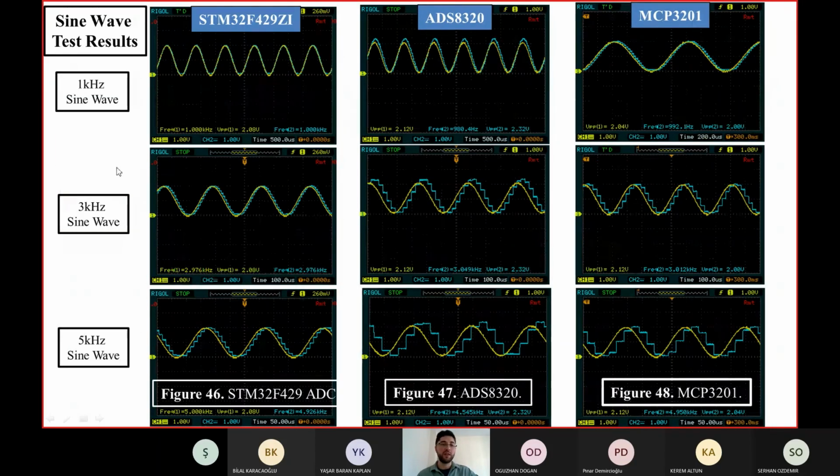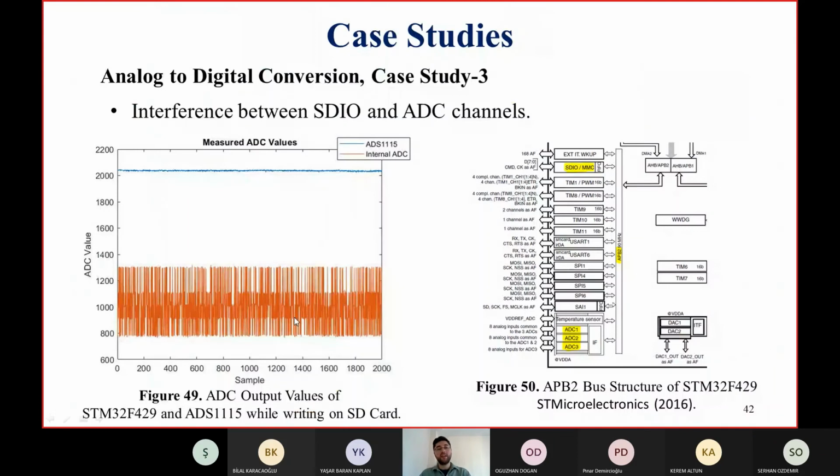This is the sine wave test results of the test mission. As you see, the STM32 is far beyond the external ADCs. The signal distorts after almost 5 kilohertz. And as you may guess, everything comes with a price.